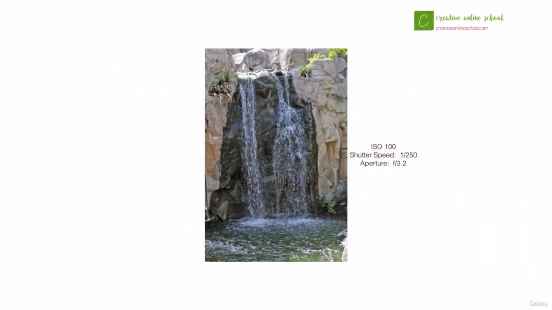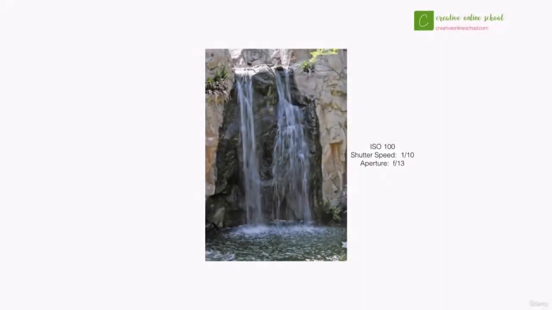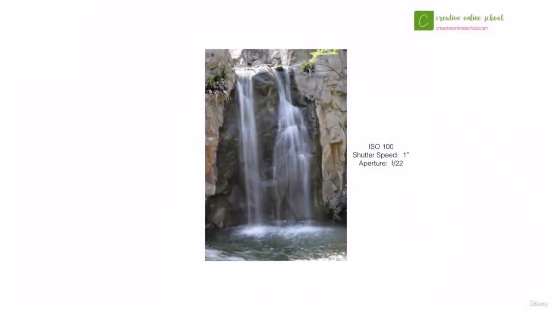Here's a visual to give you an idea of the impact of shutter speed. The waterfall that you see here, taken at 250th of a second, shows pretty much the water droplets being frozen as they fall down. In the next image, taken at a 60th of a second, you start to see some motion blur. Even slower than that, at a 10th of a second, you see even more blur. And at a 1-second exposure, you're starting to get that silky waterfall look that you may have seen before.